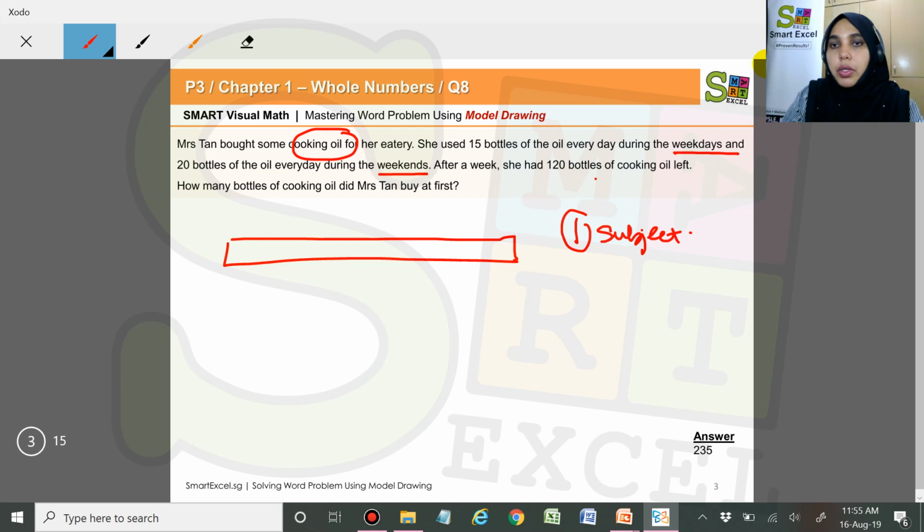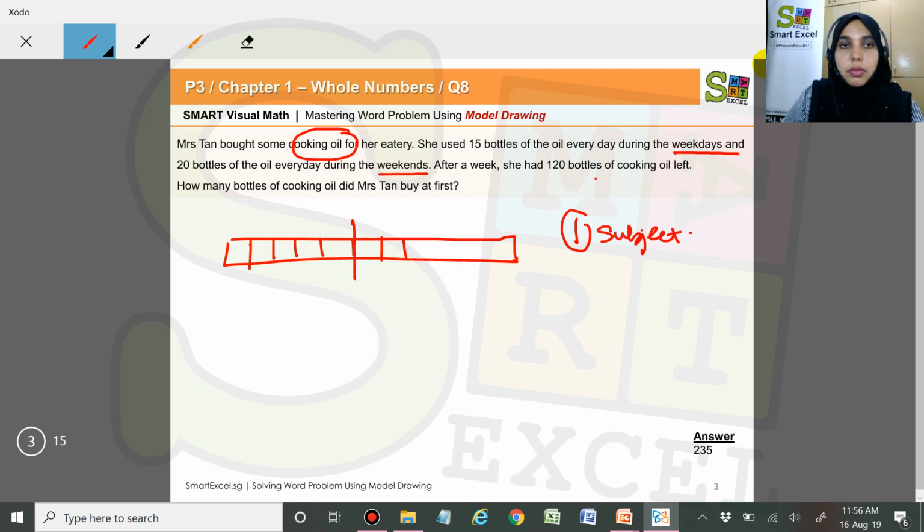Okay, then we know that for the weekdays we have 5 days, right? So we're gonna cut into 5. 1, 2, 3, 4, 5. So this will be the weekday side, and this will be the weekend side, 2.